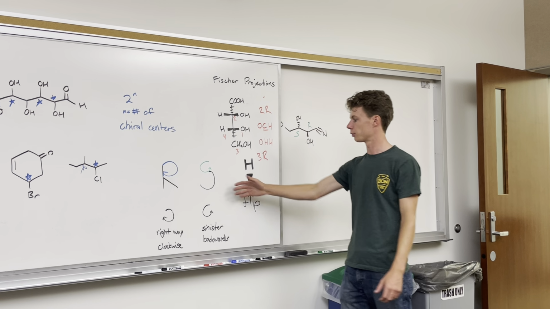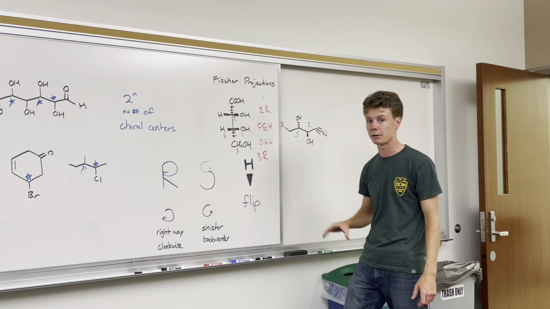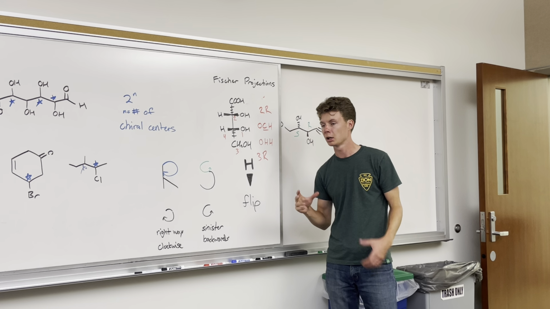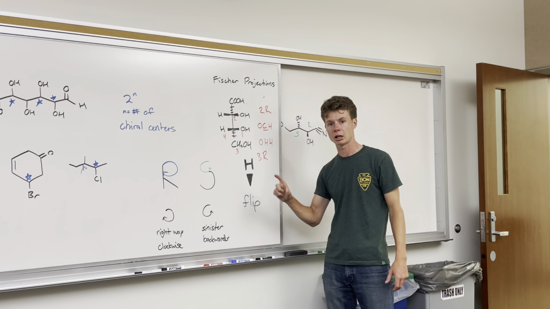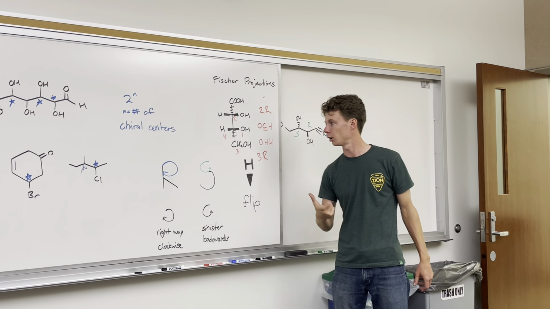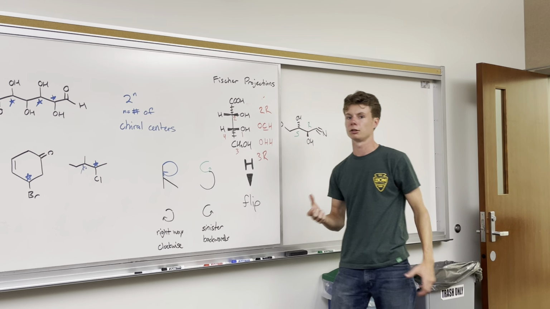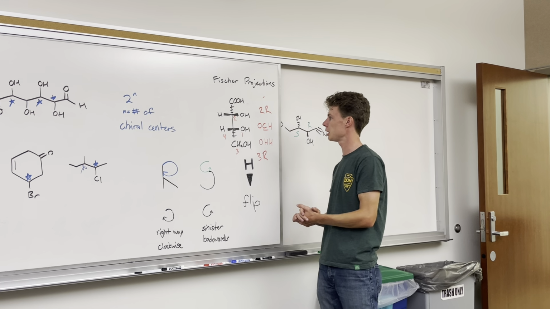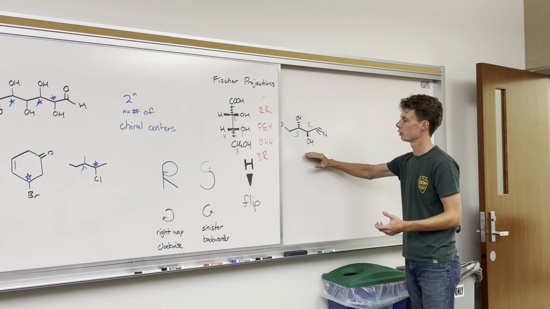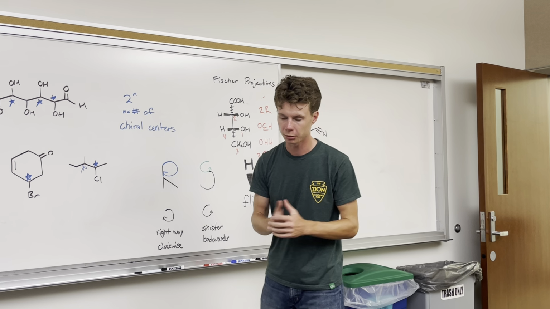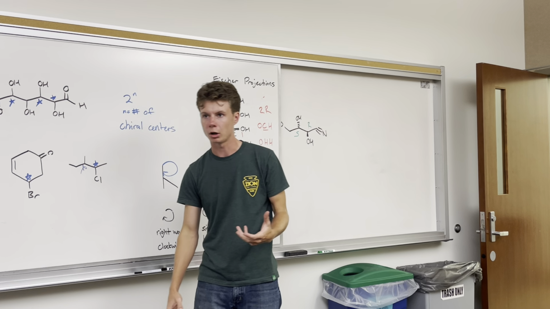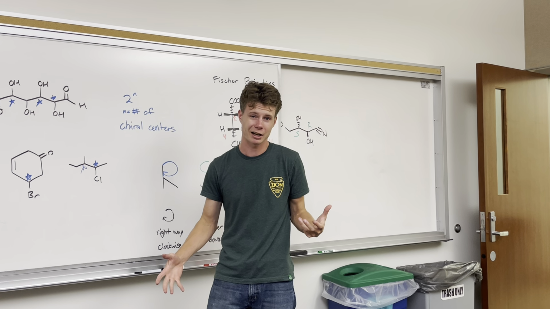So, we went over R and S configuration. We talked about flipping when our lowest priority group, not always hydrogen, but usually, is in a wedge, that we need to flip R to S, S to R. We looked at Fisher projections, talked about visually what they mean, and then converting those to our skeletal format, checking S and R configuration. Hope that was helpful. Thank you for watching or attending SI on Wednesday.